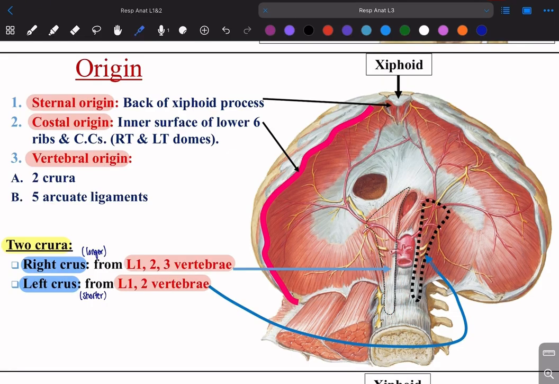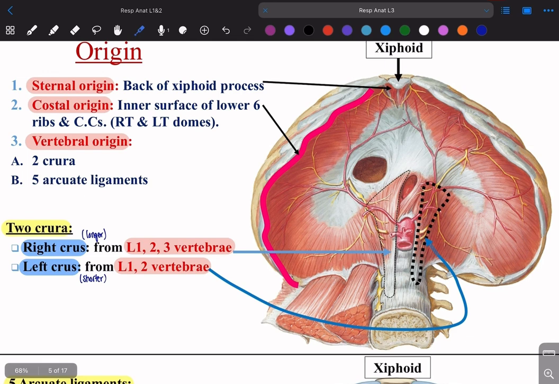So where does it come from? It comes from L1, L2 and L3, the vertebrae. Okay, so it comes from L1, 2 and 3. The left crus, because it's shorter, comes from L1 and L2 only. It doesn't reach 3. Okay, the left crus comes from L1 and L2. The right crus comes from L1, 2 and 3.